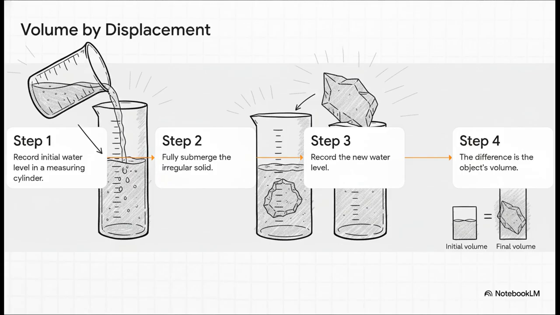And this is that trick. It's called the displacement method. You just start with a known amount of water in a measuring cylinder. Then you gently slide your irregular object in. The water level goes up, right? Well, the amount it goes up by is the exact volume of your object. So simple, so smart, and incredibly useful.